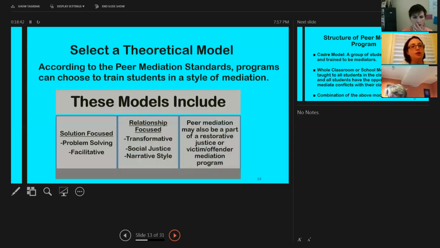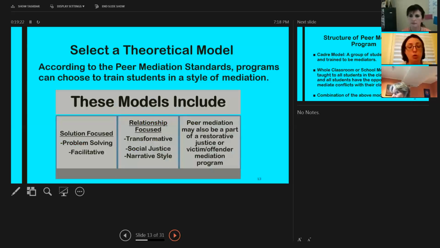So, as you probably know, there are several theoretical models for mediation and conflict resolution. The ACR standards suggest that a program choose which type of model you are going to train your students in for mediation. We broke these models into three categories. On the left-hand side, you can look at solution-focused. This could be a problem-solving model, and there are continuums of problem-solving that do focus on the relationship aspect.